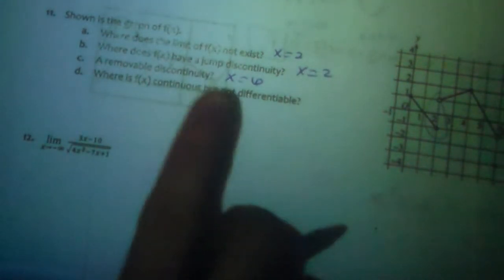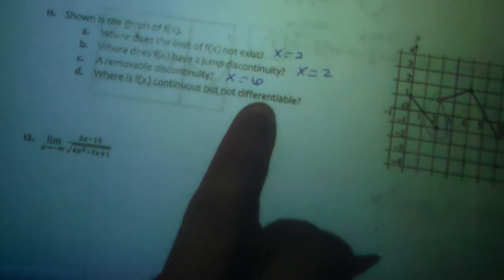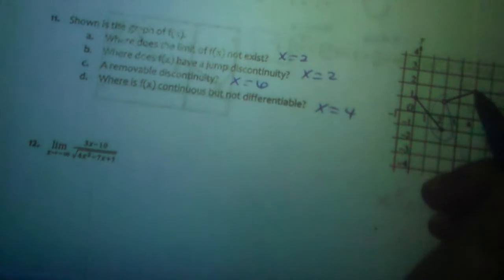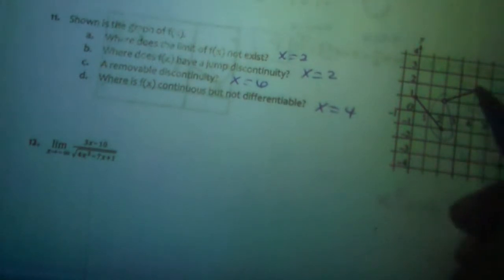Where is it continuous but not differentiable? Not differentiable means you couldn't get the derivative or the slope at that point, so that would be at x equals 4. Left limit equals right limit equals the function value, but I could not take the derivative because I get a sharp turn there.